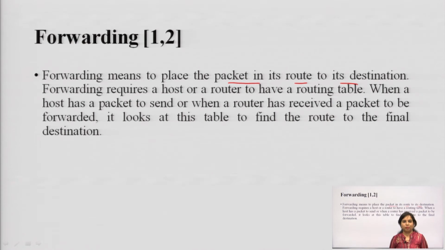So, that table will be changed or varied depending on the network which has been established. That particular table is not fixed, you can say it is always variable in nature. So, it requires a host and the router to have a routing table. When a host has a packet to send or when a router has received a packet to be forwarded, it looks at its table to find the route to the final destination.